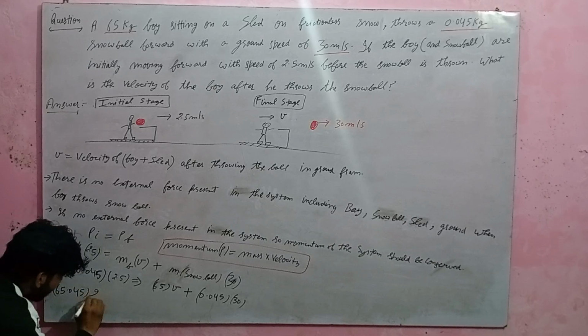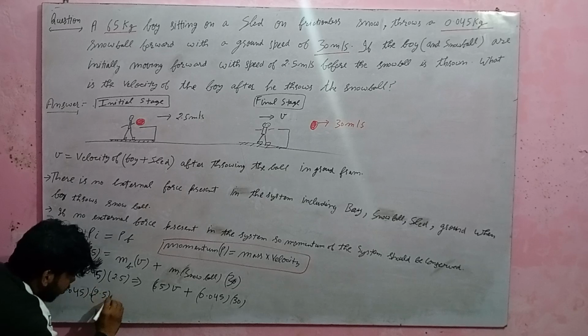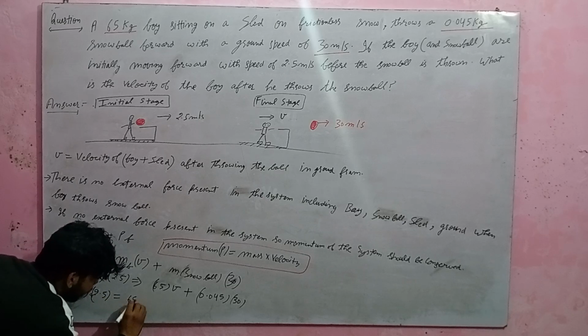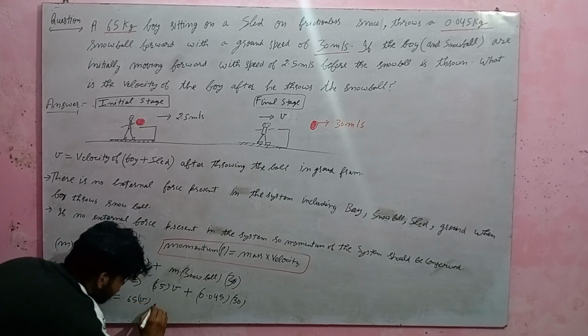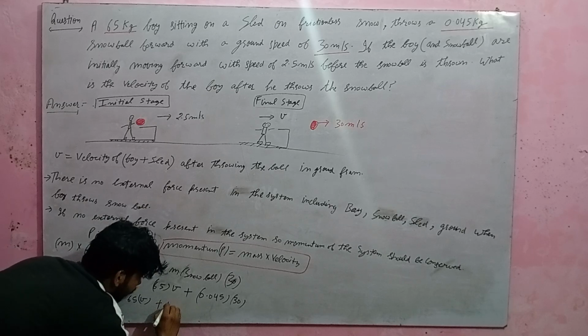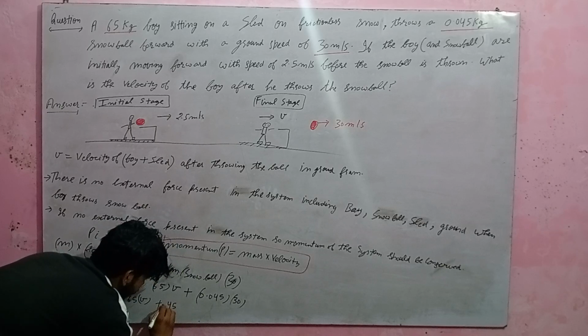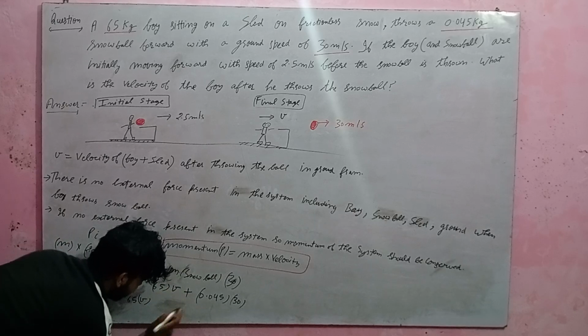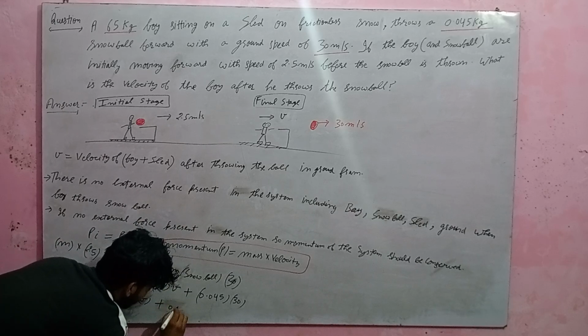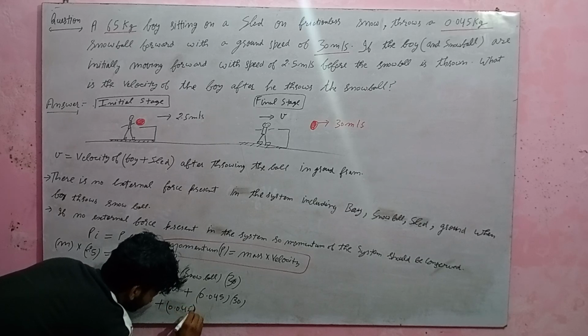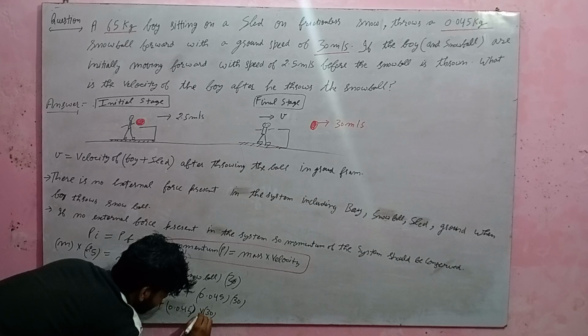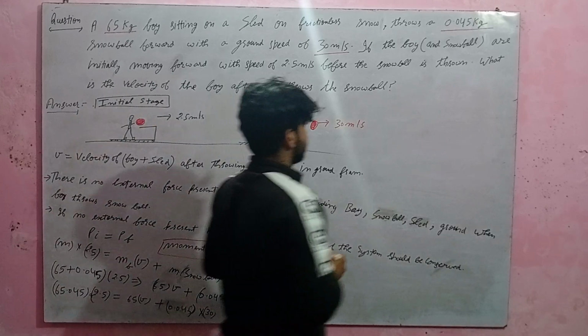65.045 multiplied by 2.5 is equal to 65v plus, if we calculate, 0.045 multiplied by 30. Okay, done.